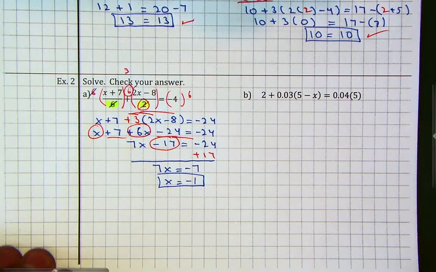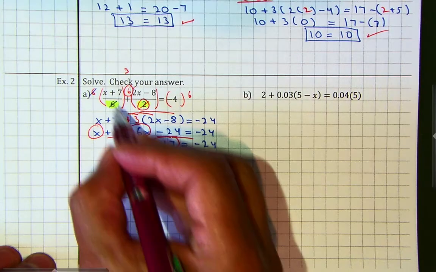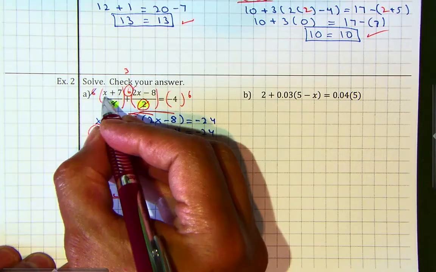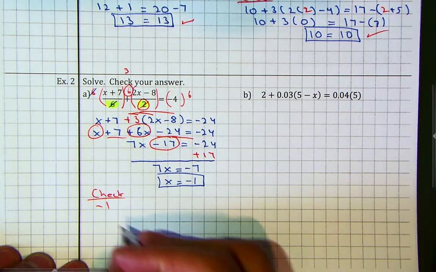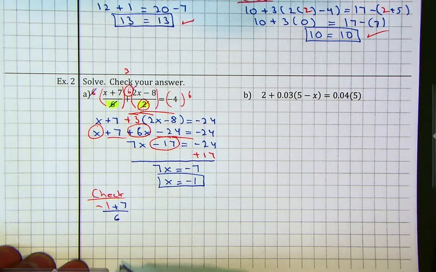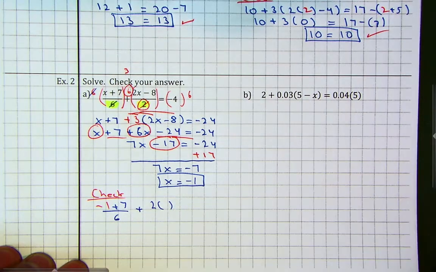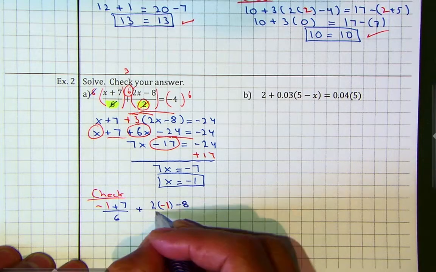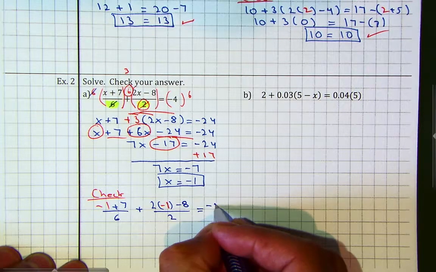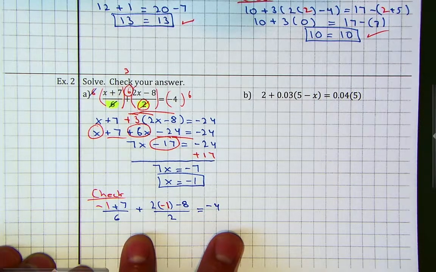And now I need to check my answer. To check my solution, I'm going to replace my x with a negative 1. So therefore I have x plus 7 over 6, so negative 1 plus 7 over 6, plus, instead of the x, I'm going to replace it with a negative 1. I'll have 2x, so 2 times negative 1 minus 8 over 2. And now I need to simplify, and that should give me a true statement.